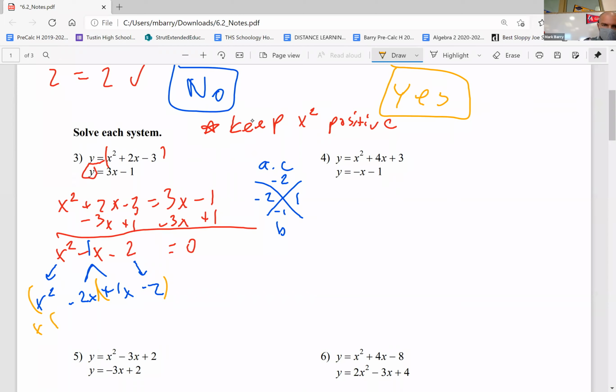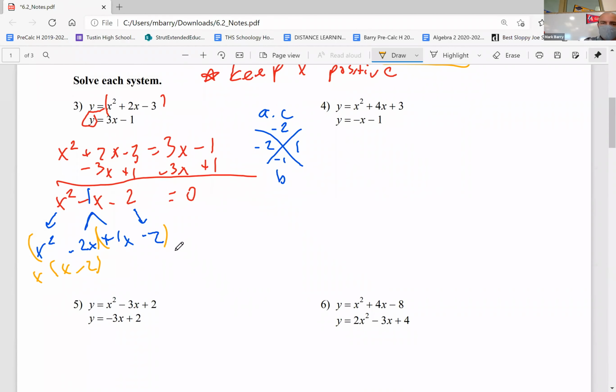The first group, I can take out an x, which leaves me with x minus 2. The second group, remember, I have to take out something. So in this case, I'm going to take out a positive 1, which will keep this as x minus 2, which is good because then it matches up with the x minus 2 in the first parentheses. All right, so then this factors into, I'll move this up here, x plus 1 times x minus 2 equals 0.